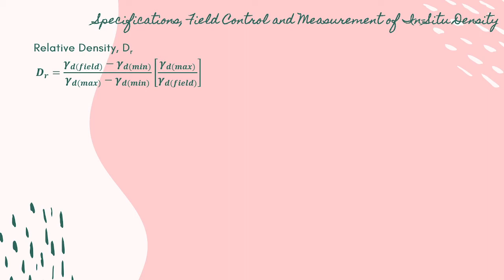So we can also express the relative density in terms of the void ratio. We have the void ratio e for the field, and then at the minimum dry unit weight, the void ratio is at its maximum, and similarly for the maximum dry unit weight, the void ratio is at its minimum.